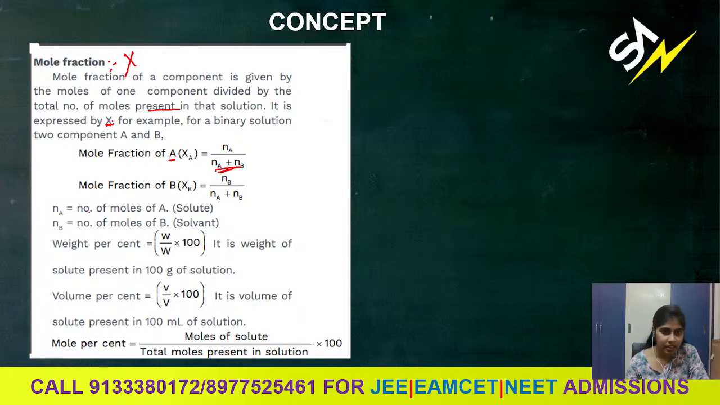See, here we are taking A as a solute. So N_A becomes the number of moles of solute and N_B becomes the number of moles of solvent. And here the weight percentage formula and volume percentage formula, as we have seen earlier, are shown here. So these are the few terms which are used to determine the strength of any solution.